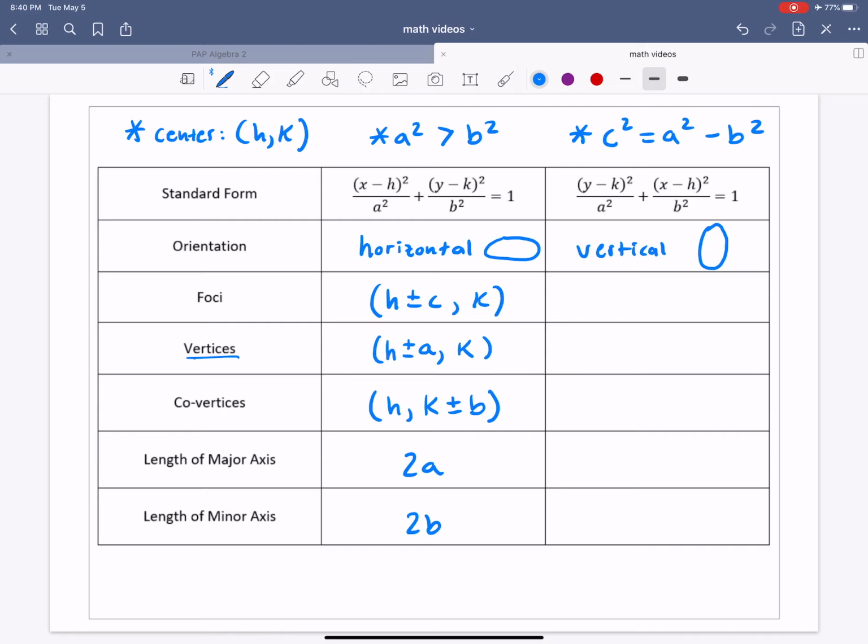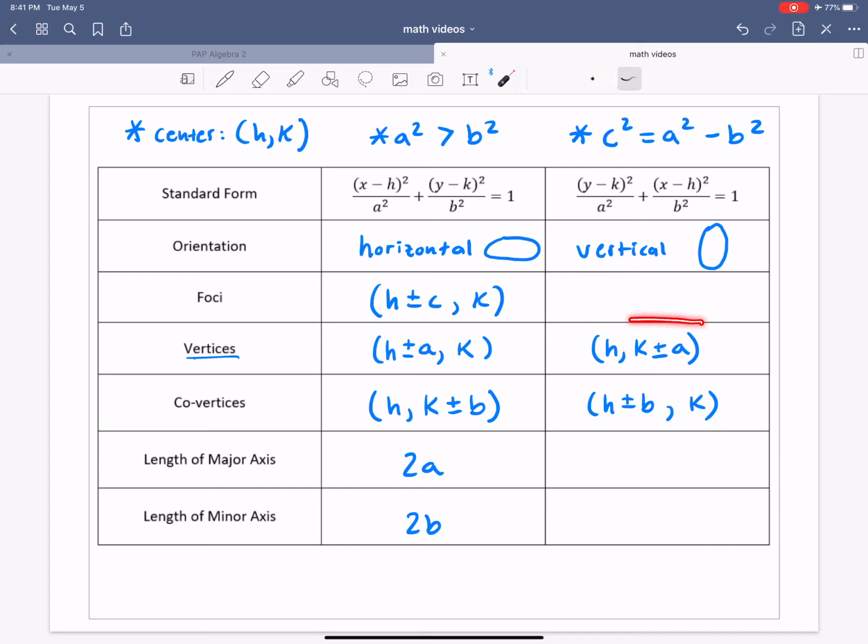We're going to go a little out of order. I'm sorry if that makes you uncomfortable, but we're going to do it. So the vertices, let's start with those. If we have a vertical ellipse, we start at the center (h, k), and we go up a and down a units. So we keep the x value the same, and we add and subtract a to our k value. The covertices go left and right for a vertical ellipse, so we take our h value and add and subtract b, and keep the y value the same.